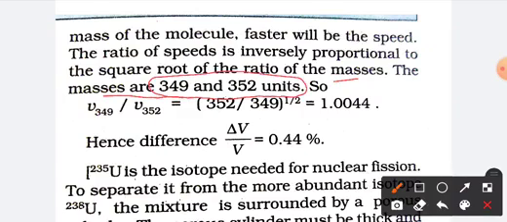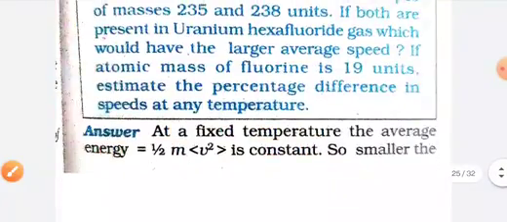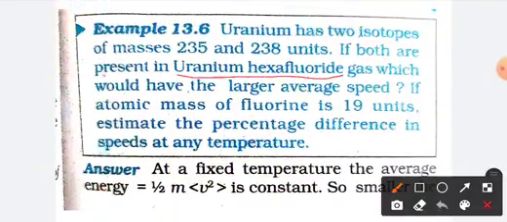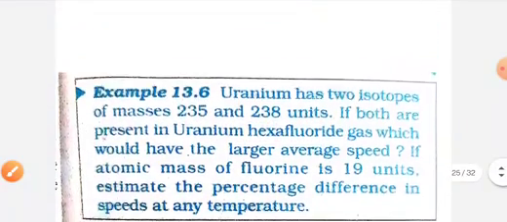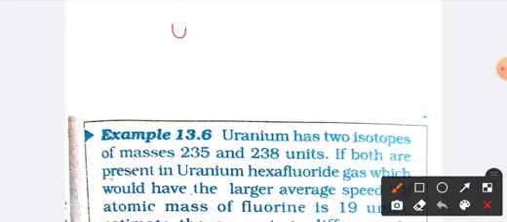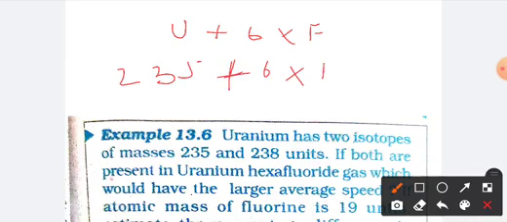How did we get these masses? We were given uranium hexafluoride. If we are talking about the 235 mass of uranium, then the mass of the uranium hexafluoride will be equal to what? The mass of uranium plus hexafluoride, 6 times F. So 235 plus 6 times the atomic mass of fluorine, which is given as 19. So this will be equal to 235 plus, what will be this value?